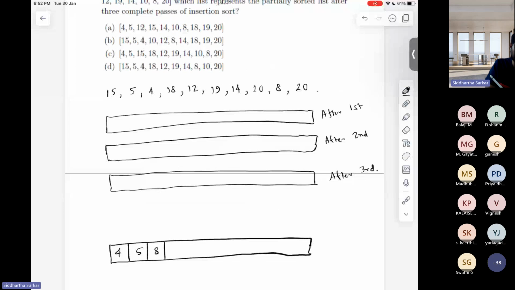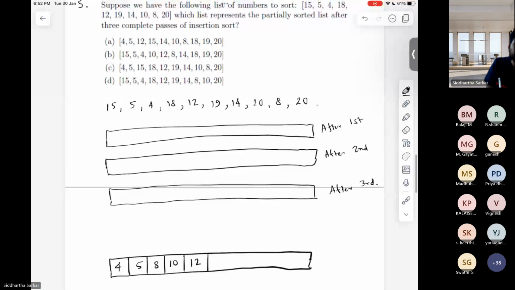4, 5, 8. What is that? No, what is okay? After 8, what shall we have? 10. After 10, maybe 12. What's next? 14, 15, 18, 19, 20. That's all. How many numbers are there? 5 and 5. 10 numbers are there. We also have 10 numbers.